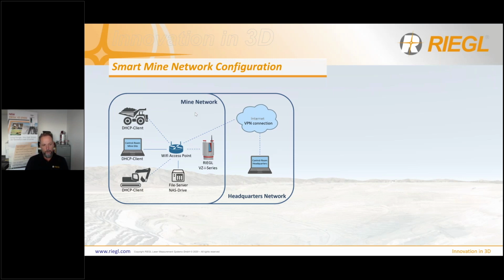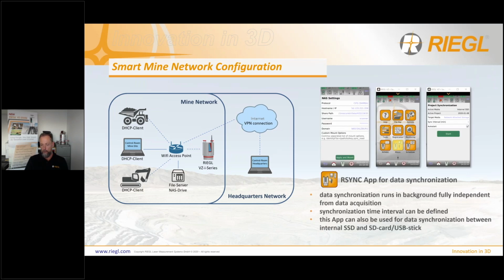I have also shown here a symbol for a file server or NAS drive, because once our scanner is integrated into that network by using the wireless LAN, or even the LTE module, or even just a TCP/IP connection to a router which has wireless LAN access to that network, all of these things are possible. And we have a brand new app on the scanner. It's called the RSync app for data synchronization.